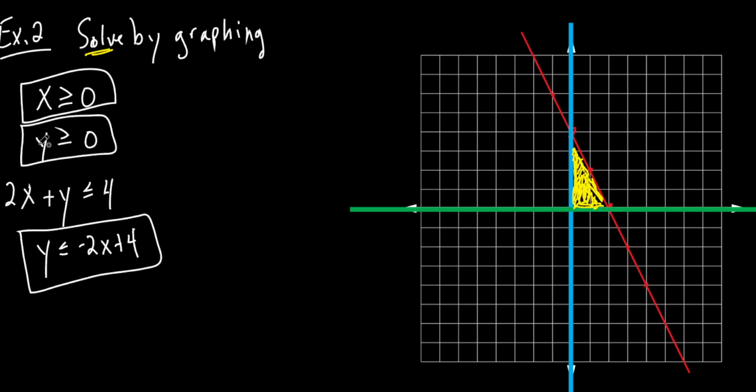Put the 1 in for the y. Is 1 greater than or equal to 0? Yeah. Put a 1 in here. So negative 2 plus 4 is what? 2. Is 1 less than or equal to 2? Yes. So any point inside the yellow will work for all 3 of these. If you had a point out here, it'll work for 2 of them, but it's not going to work for 1 of them. You see it? It's got to work for all 3 of them.